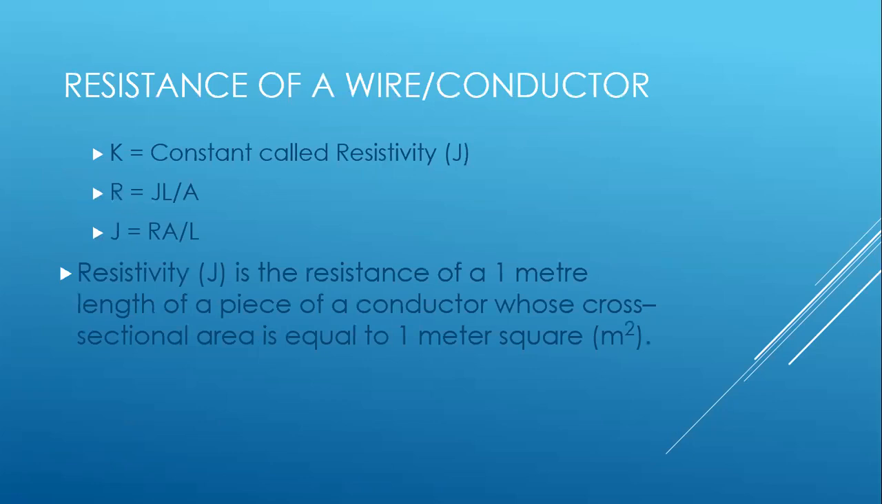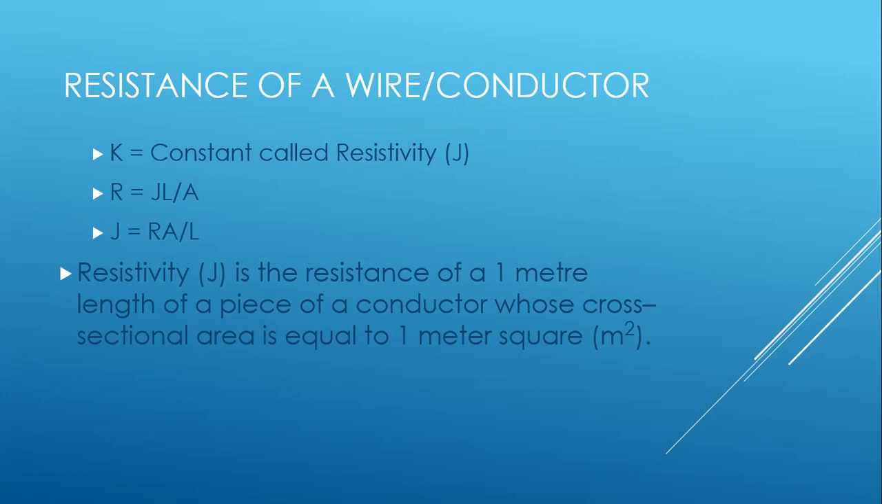Now from there, K is the constant called the resistivity, denoted by the symbol rho. So you can say that R is equal to rho multiplied by L upon A. Now if you make rho the subject, rho will be equal to R times A upon L. So simply from all this, we get that resistivity is the resistance of a 1 meter length of a piece of a conductor or a wire whose cross-sectional area is equal to 1 meter square.